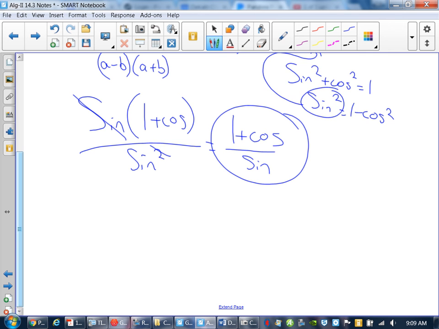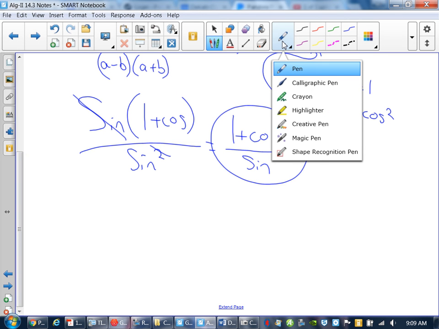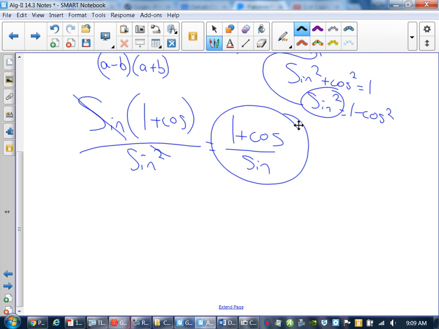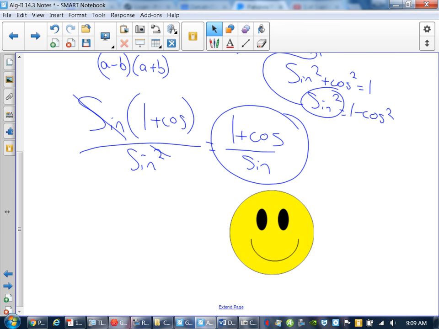And this gets a big, giant, super happy face because it takes a long time to get to it. Or you could rewrite that as cosecant plus cotangent, but that's not for right now.